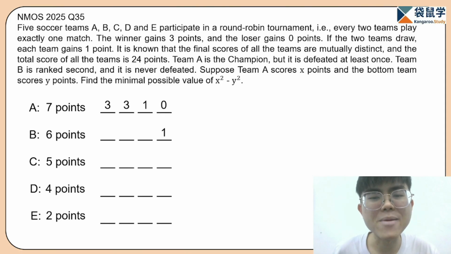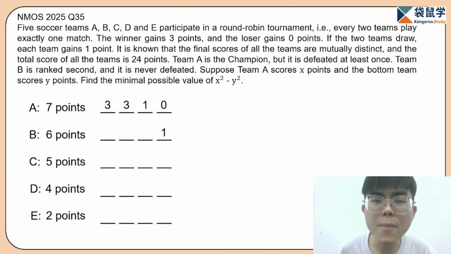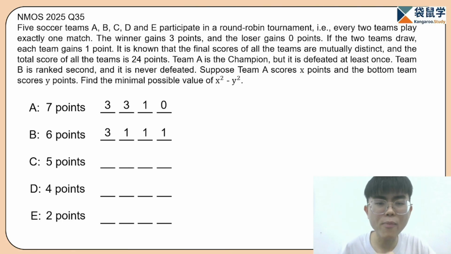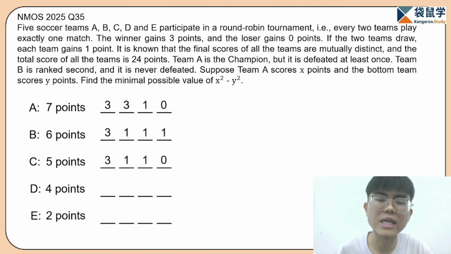Then for Team B, we already know that in one game they get 1 point. So how do we partition the remaining 5 points? We can use 3, 1, 1. Then for Team C, it has 5 points. So we can partition it into 3, 1, 1, 0. And then moving forward, we have Team D.